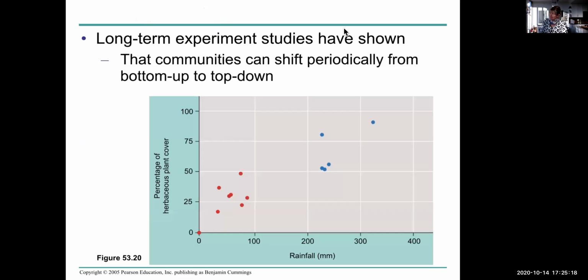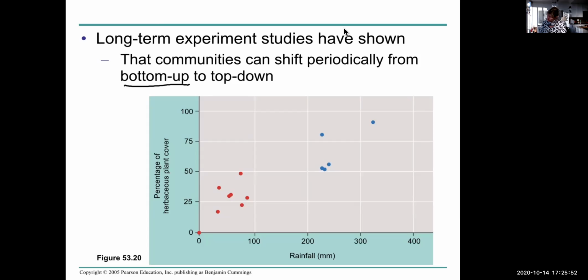And long-term experiments have shown that communities can shift periodically from bottom up to top down. So bottom up kinds of control on an ecosystem or on a food chain or a food web is usually because of primary productivity. Primary productivity is affected by nutrients in the soil, it's affected by sunlight and by rain. So that can also affect the trophic levels above. So there can be a switch from one to the other.